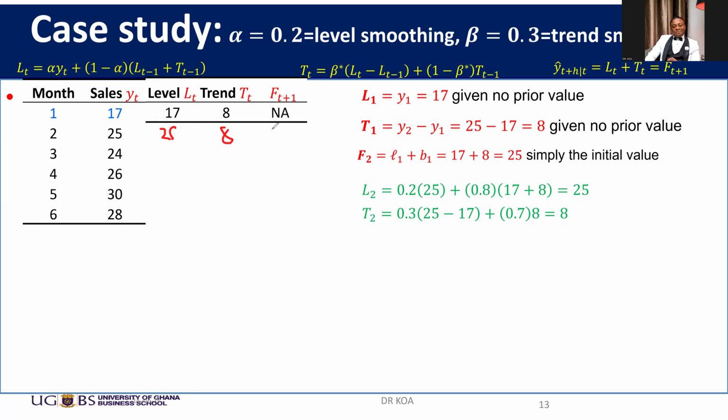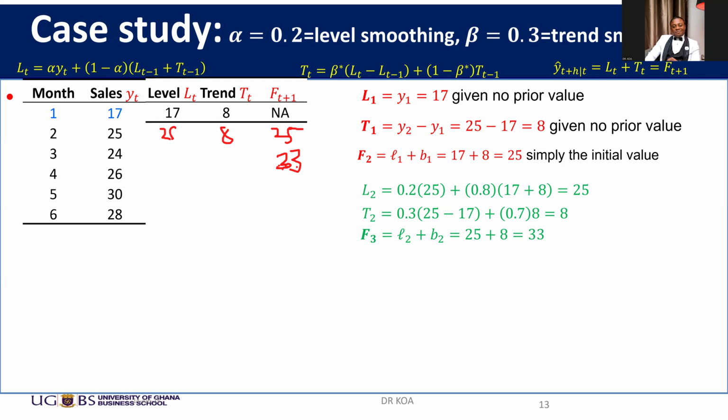Remember, the forecast here was 25. Don't forget. We are now looking to forecast period 3. So to forecast period 3, you just have to do an addition of this 25 plus 8. What does that give you? 33. So you now have this value here to be 33. So you've been able to use the information from period 2 to forecast for period 3. Therefore, we can conclude that our period 3 forecast is 33.